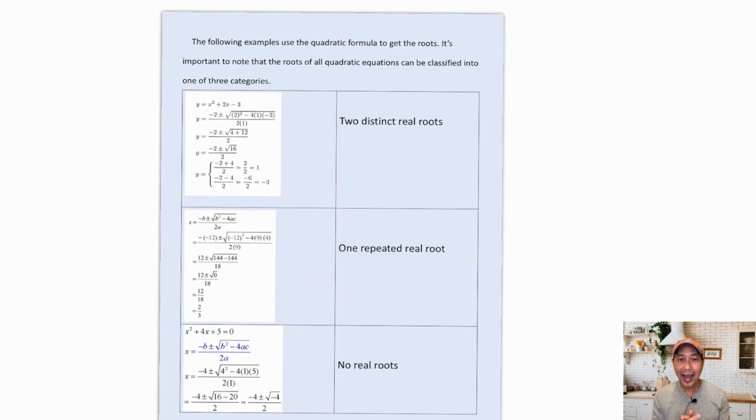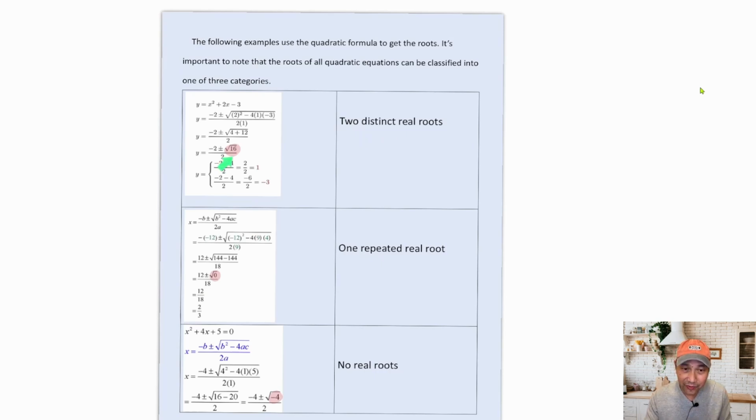Perhaps I highlight some key points for you to focus on. Okay, in the first example, root positive 16, and then the second one is root 0. The last one, root negative 4. Because what is inside the square root sign is very crucial. Do you know why?